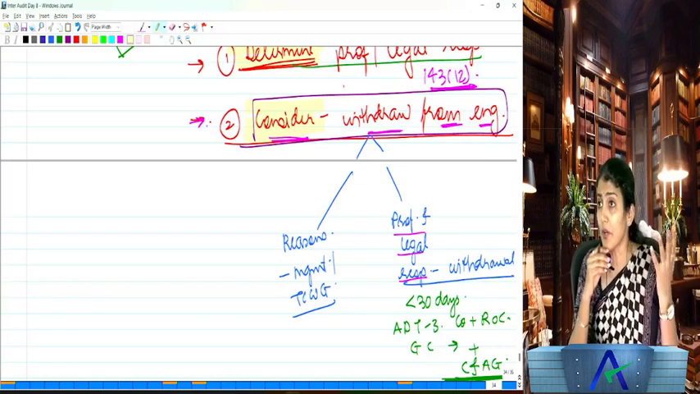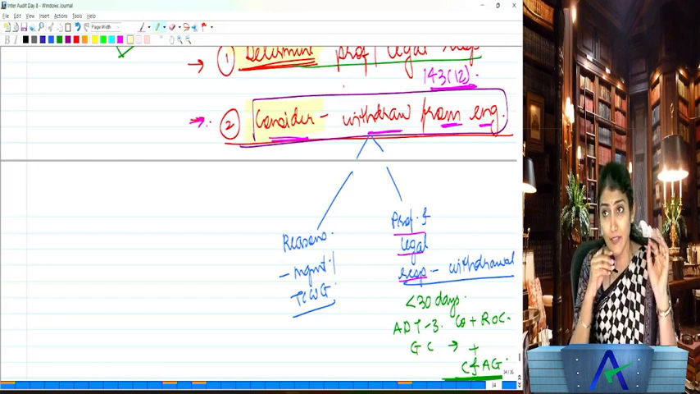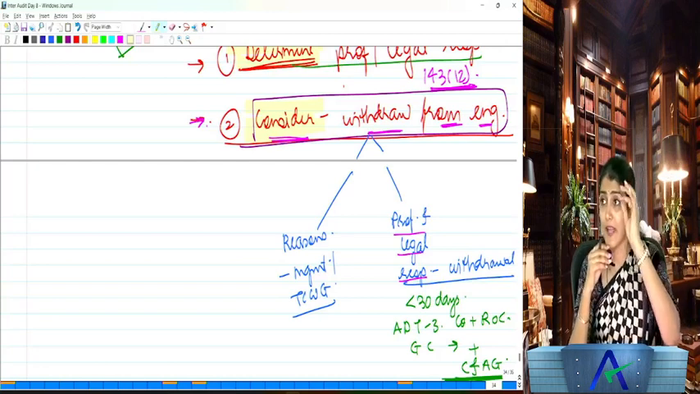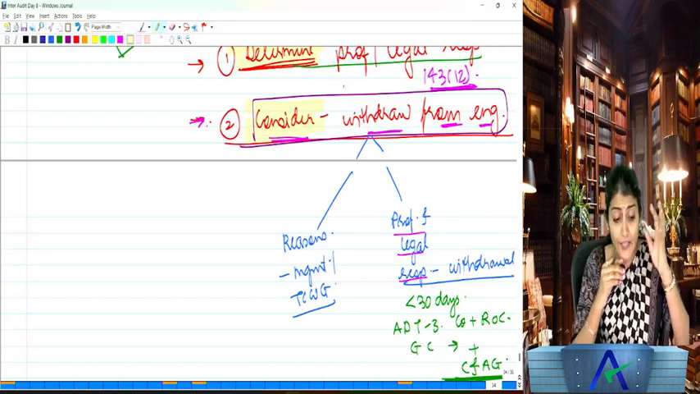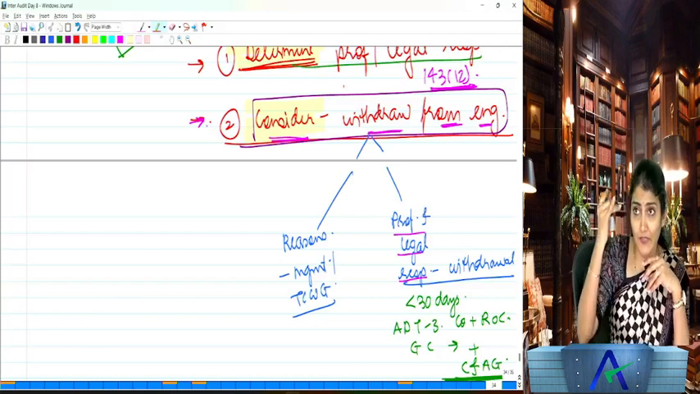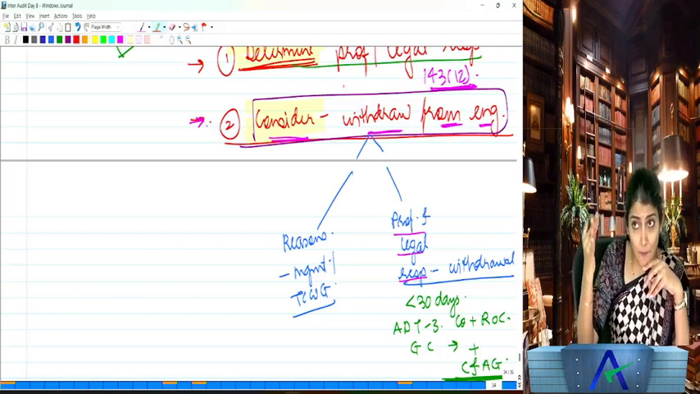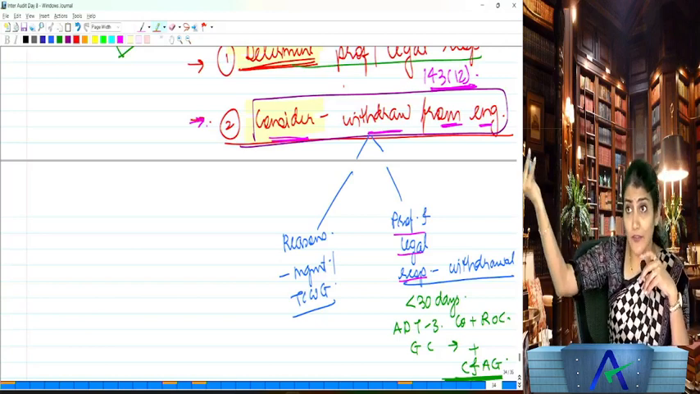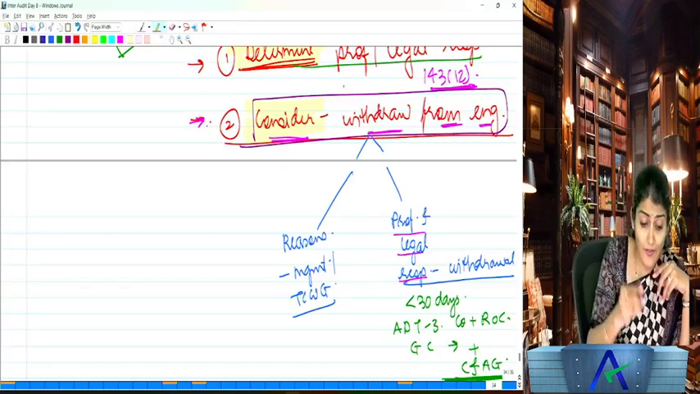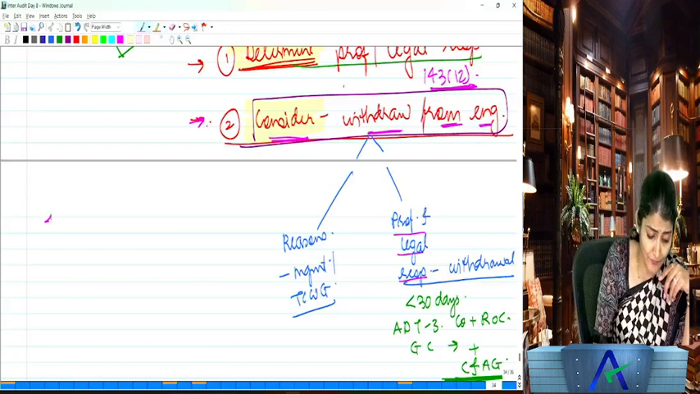Now let's talk about the definition of fraud. What is fraud? It is an intentional act. 100% one thing, there has to be an intention. Who could have the intention? The management, the TCWG, the employee, or a third party. Can a supplier also commit a fraud on the company? Yes.